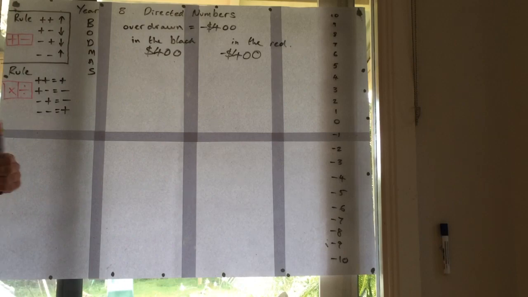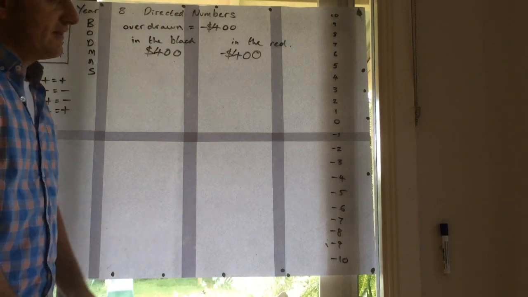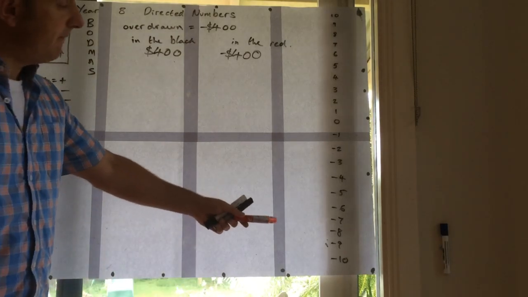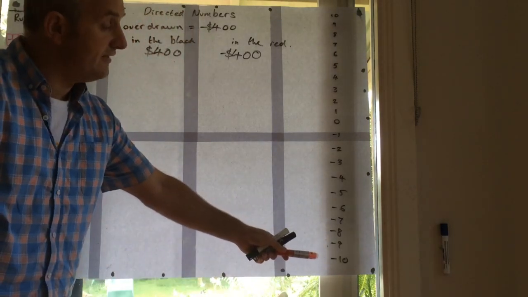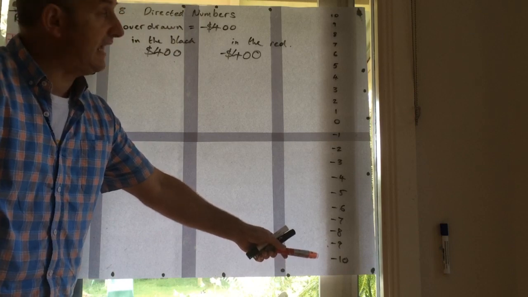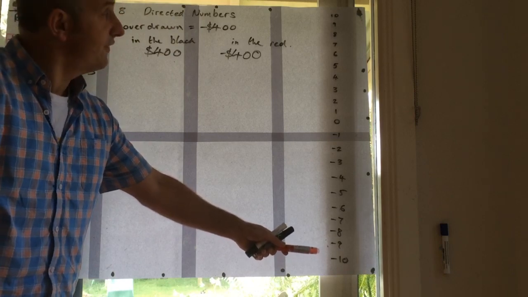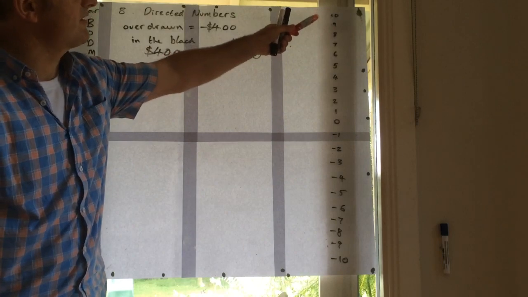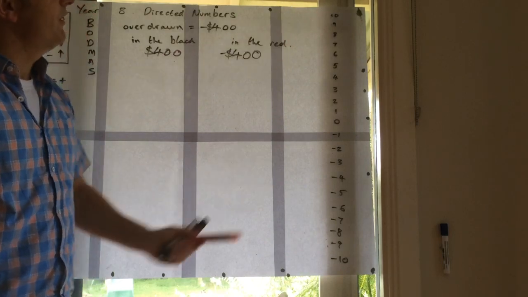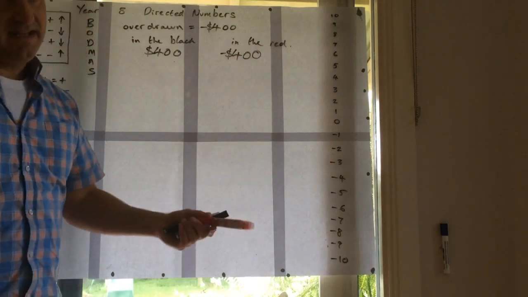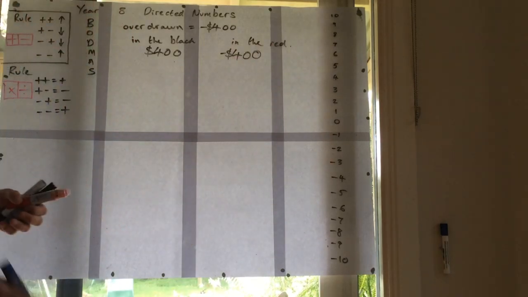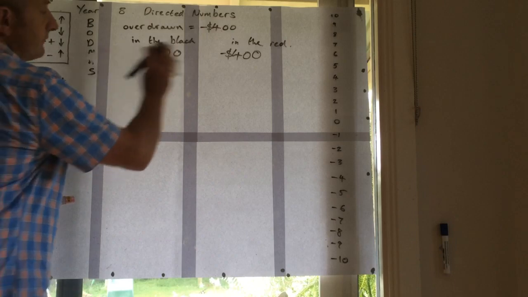Where else could we use directed numbers? Well, you could have, for example, a submarine. A diver escapes from a submarine, and he's at 10 meters underwater. Meanwhile, there's a helicopter overhead looking for the diver, and the helicopter is 10 meters above water. What is the difference? The difference is a total of 20 meters in height. That's another classic example of directed numbers.